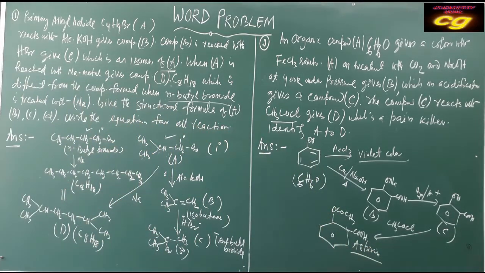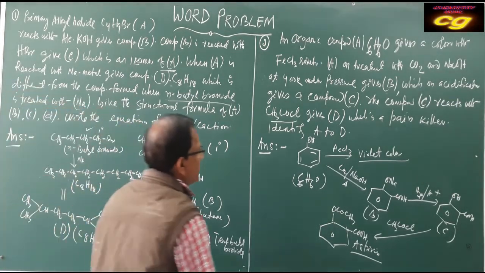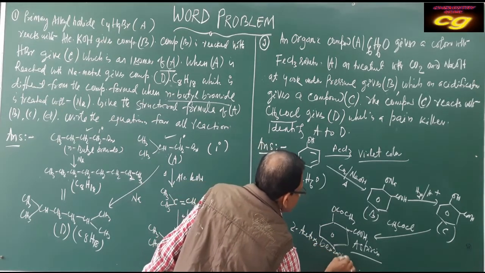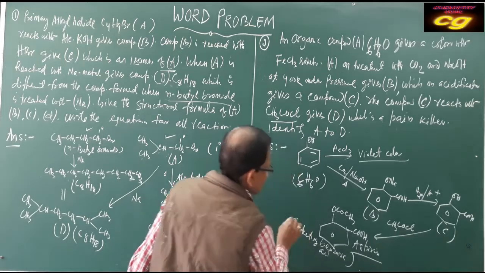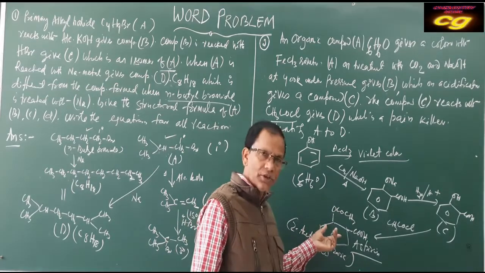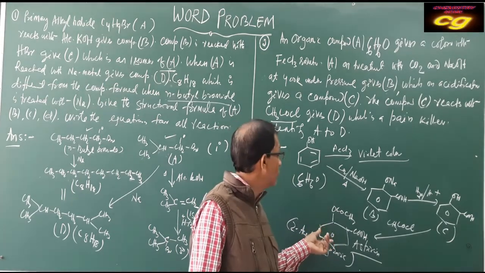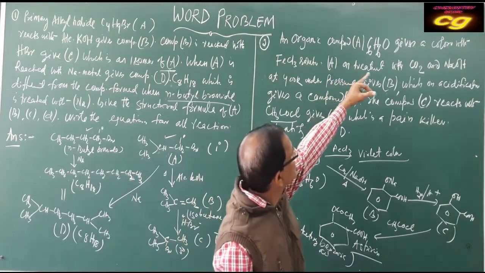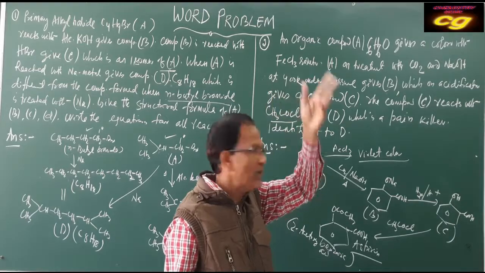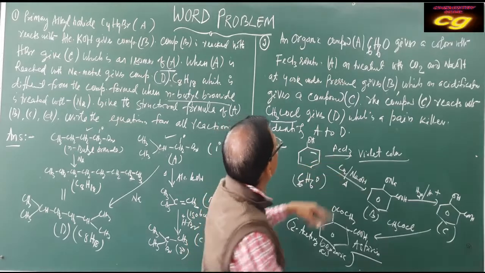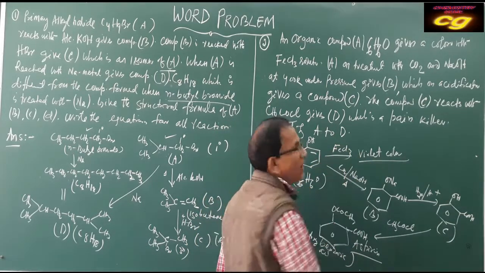Aspirin is also called 2-acetoxybenzoic acid. Aspirin is a type of ester, and we know this is used as a painkiller. So as per the question, organic compound A, C6H6O, gives a color with ferric chloride, which indicates it is a phenolic compound. The ferric chloride reaction, as you already know, forms a violet color.